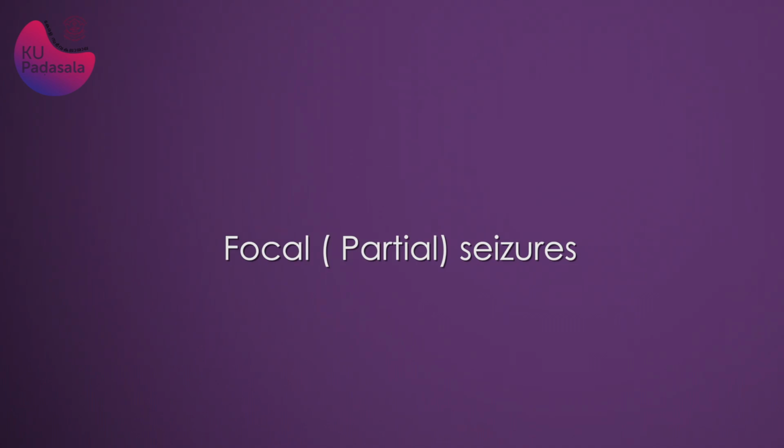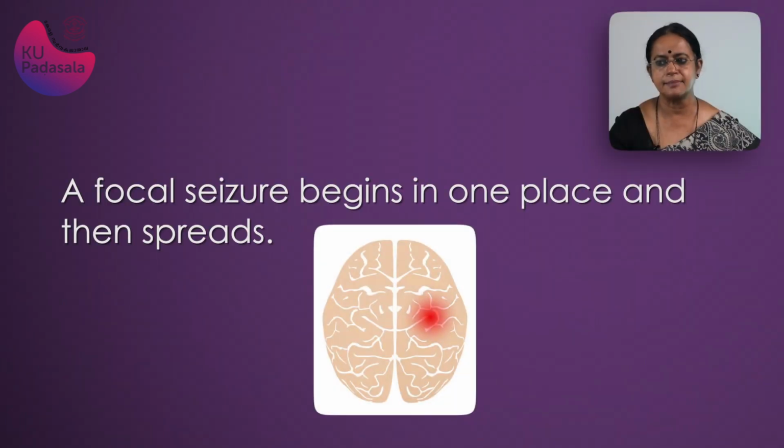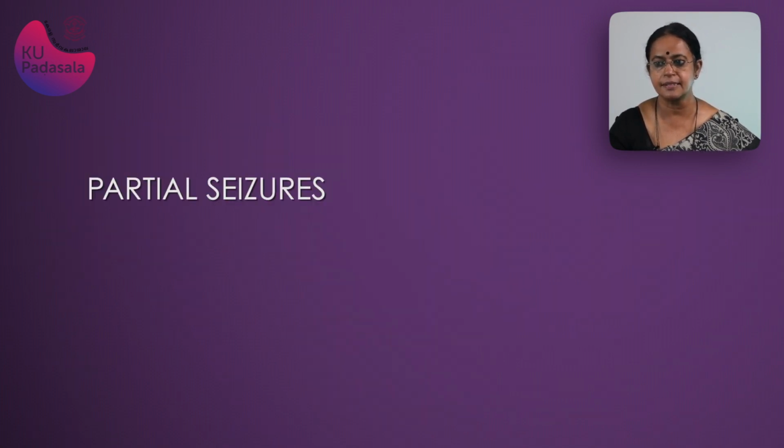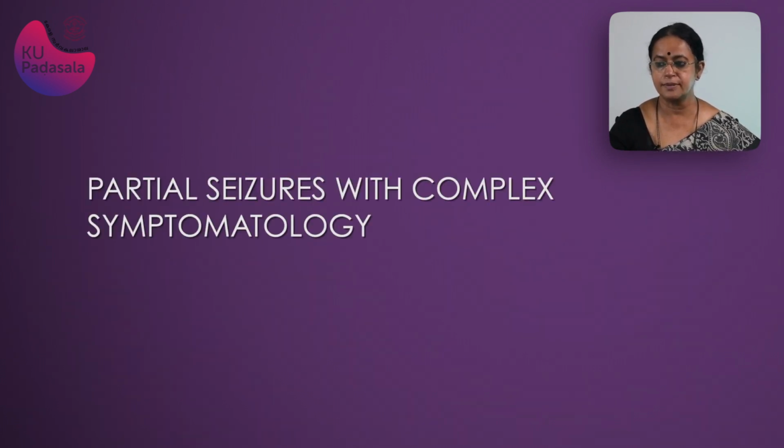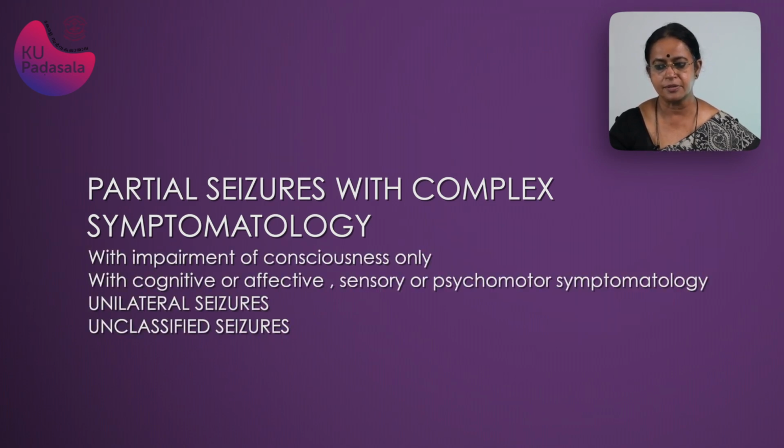Now let's study focal or partial seizures. A focal seizure, as the name itself implies, begins in one place and then spreads. Partial seizures are of different kinds. Partial seizures can be with elementary symptomatology without impairment of consciousness. It can be with motor symptoms, with sensory or somatosensory symptoms, with autonomic symptoms. Partial seizures can also be with complex symptomatology, with impairment of consciousness only, with cognitive or affective or sensory or psychomotor symptomatology. Then there are unilateral seizures and unclassified seizures which do not belong to any of the above classifications.